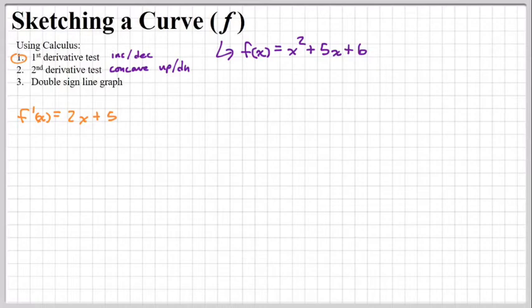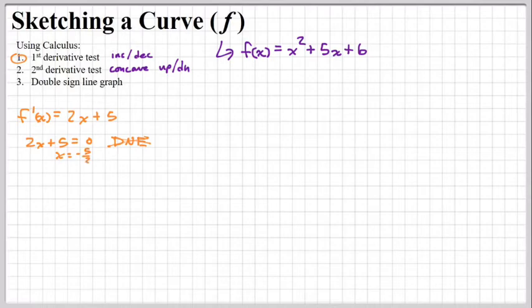What we do with the first derivative test is we first find the first derivative, and then we find out where the first derivative is either equal to 0 or undefined, so it does not exist. Because this is a linear equation, it is very clear that we're not going to have a does not exist, because there's no x value we can plug into f prime to make it undefined. So when we solve this, we get x equals -5/2.